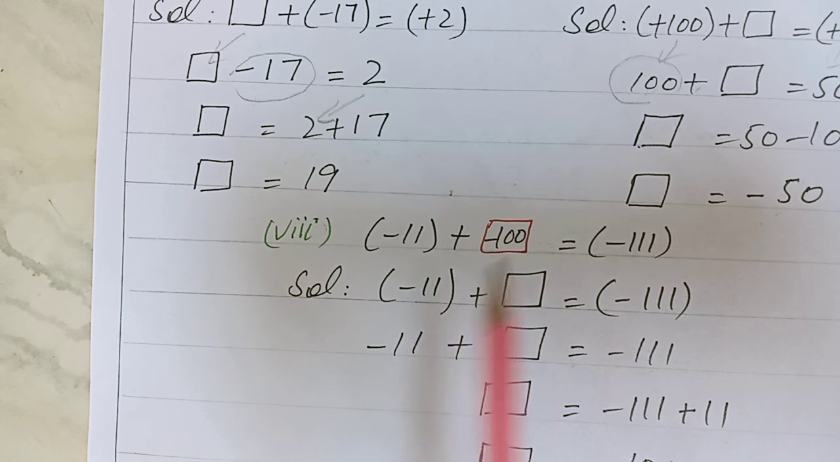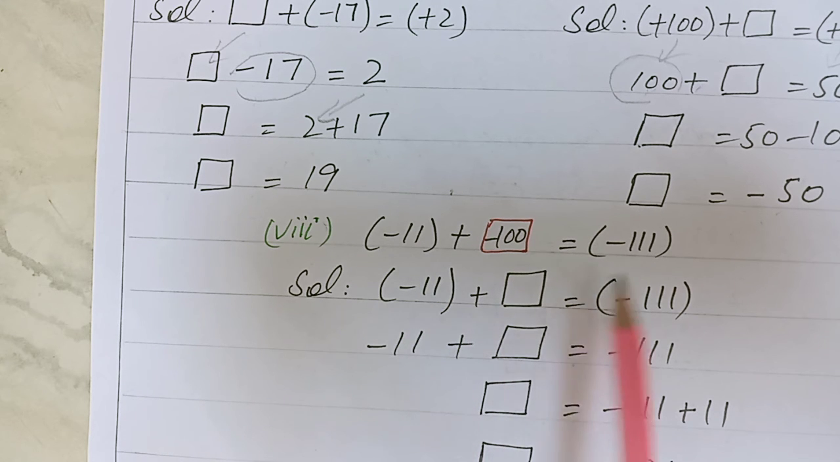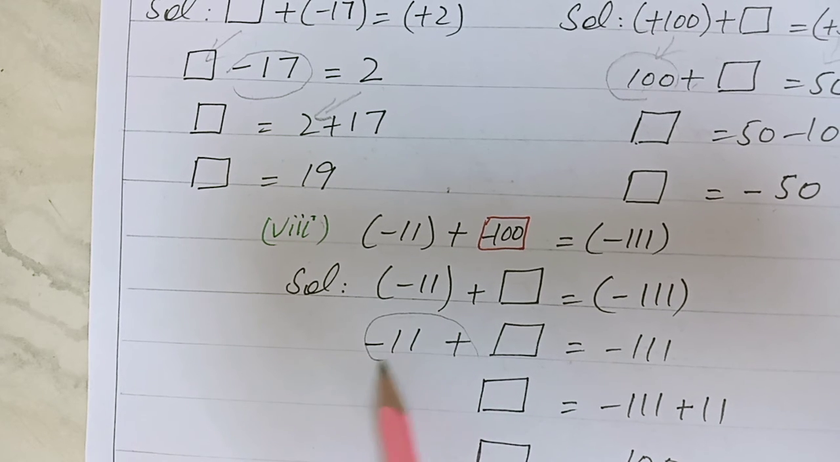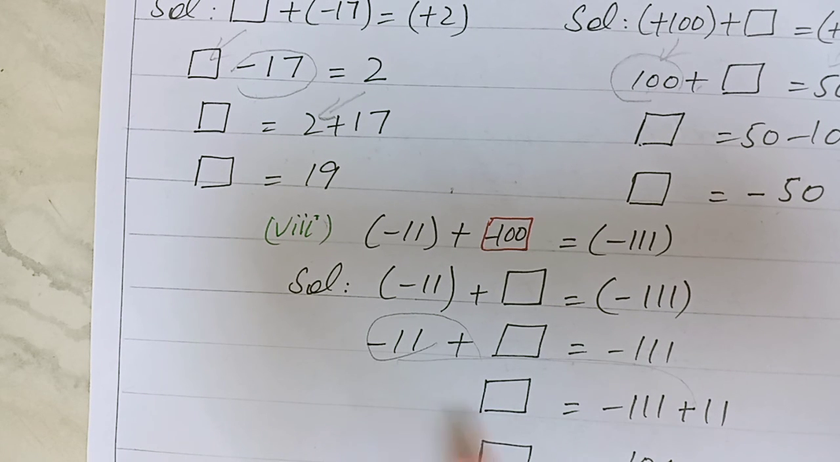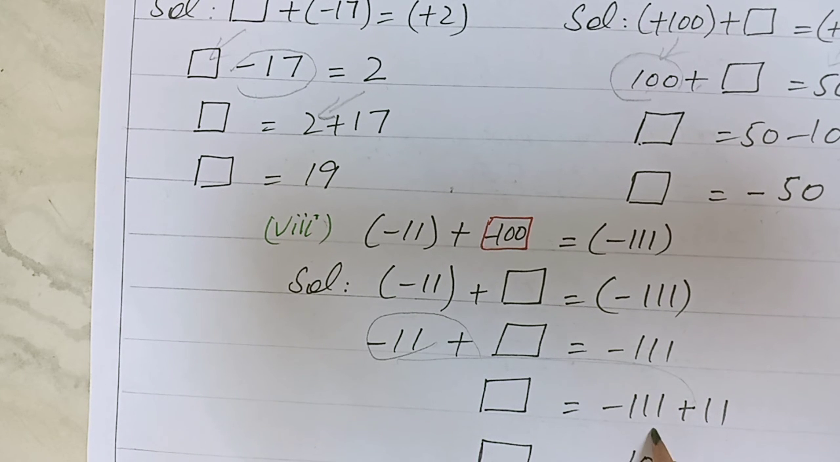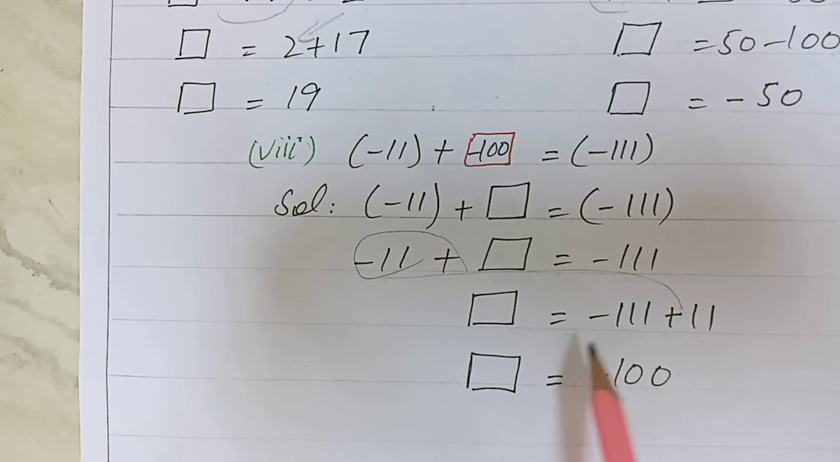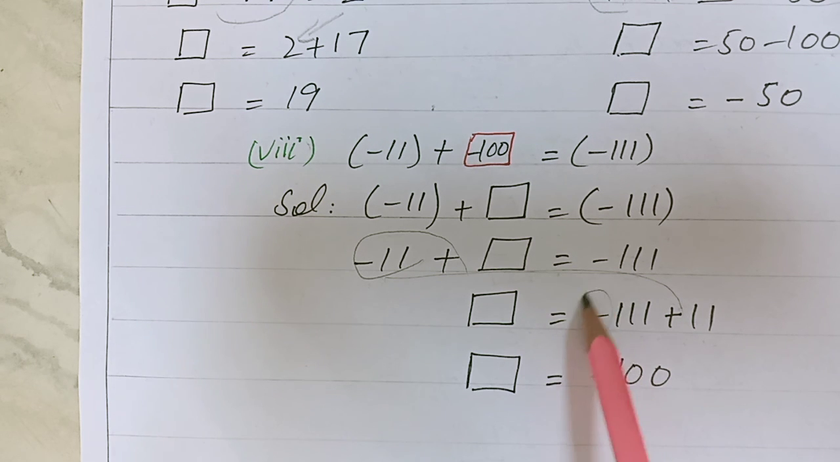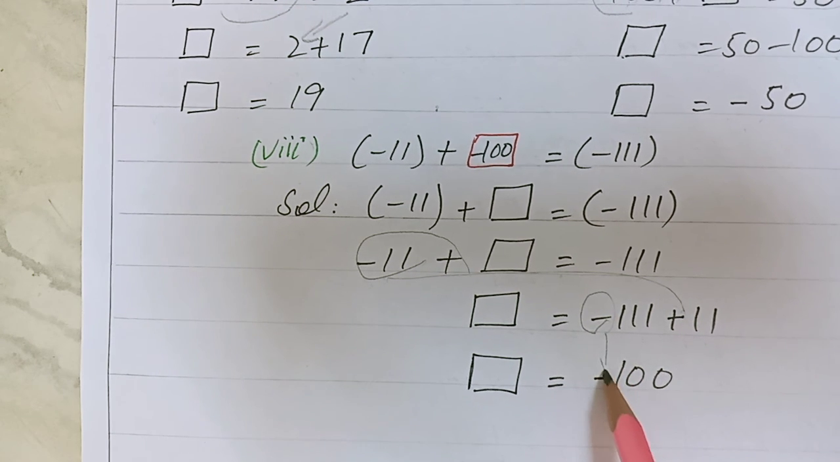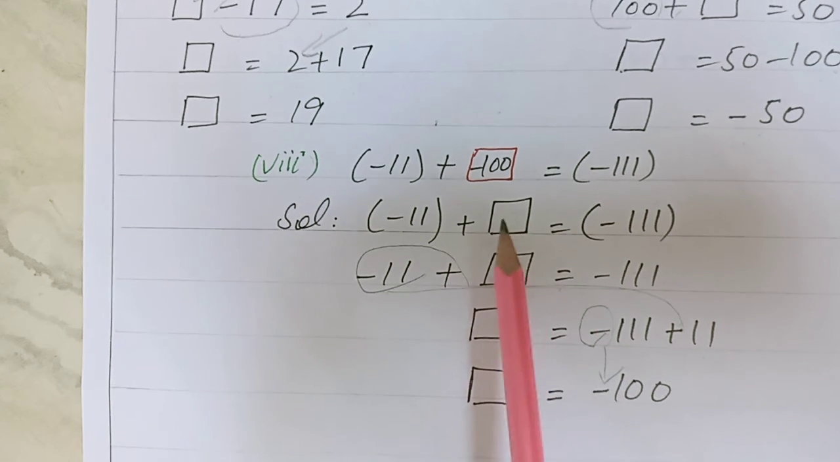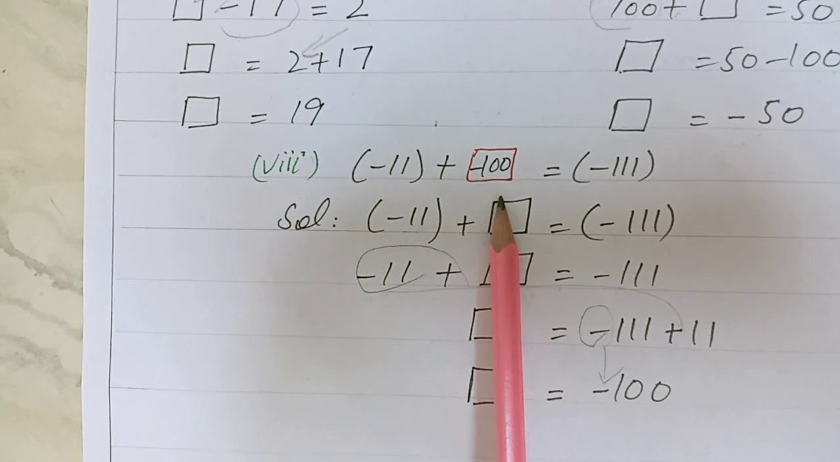Next is this question. Write the question again, then open the brackets and move the extra data to the next side. So minus 111 moves and converts into plus, so plus 11 is here. Plus minus minus 111 minus 11 is equal to 100, but the sign will be of the greatest value. So minus 100, write in the empty box.